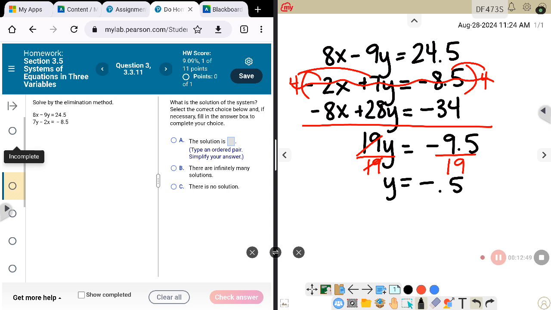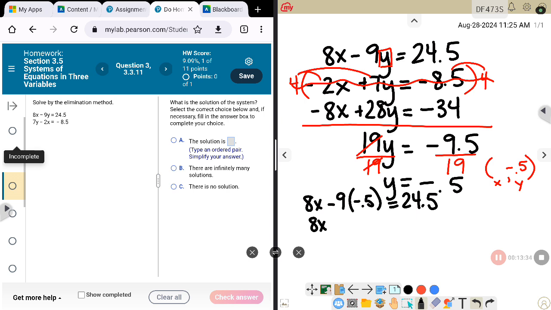So remember what you're solving for. You're going to create this ordered pair with your x and your y, and you just found that your y is negative 0.5. So that's going to be the second coordinate. So I'm going to use this negative 0.5 and replace that y in the top equation. So when I do that, I have 8x minus 9 times negative 0.5 equals 24.5.